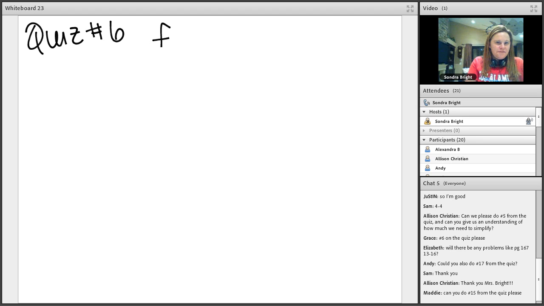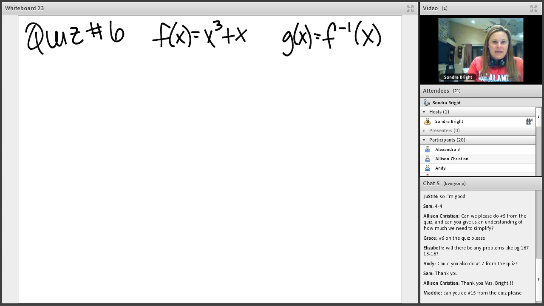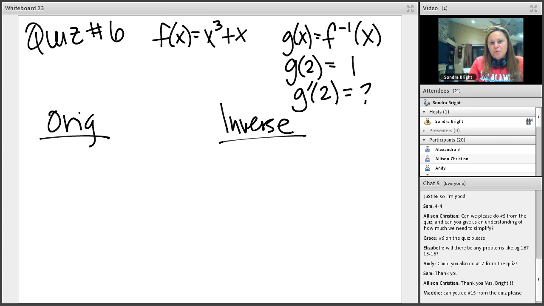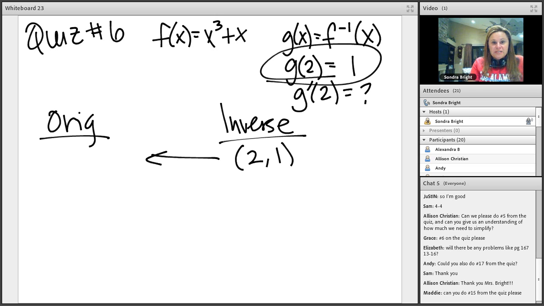They gave us f of x is x cubed plus x, and they say g of x is the inverse of f, and they also tell you g of 2 is 1, and what is g prime of 2 equal to? Okay, so here's your original function, here's your inverse. They gave me this point on the inverse, that when x is 2, y is 1. So the corresponding point on the original is flip your x and y: (1, 2).